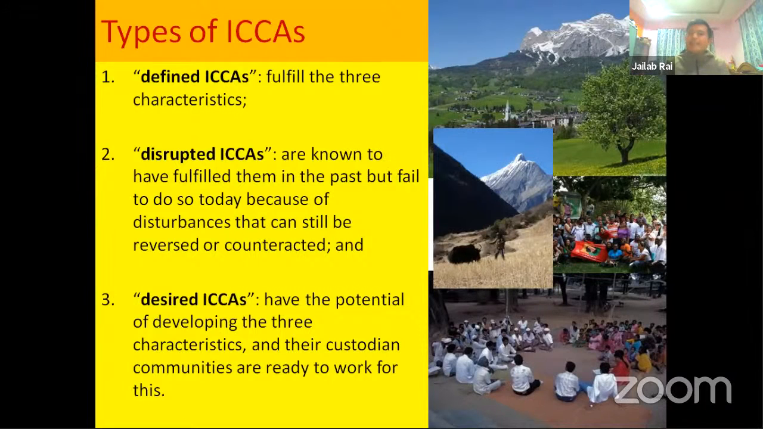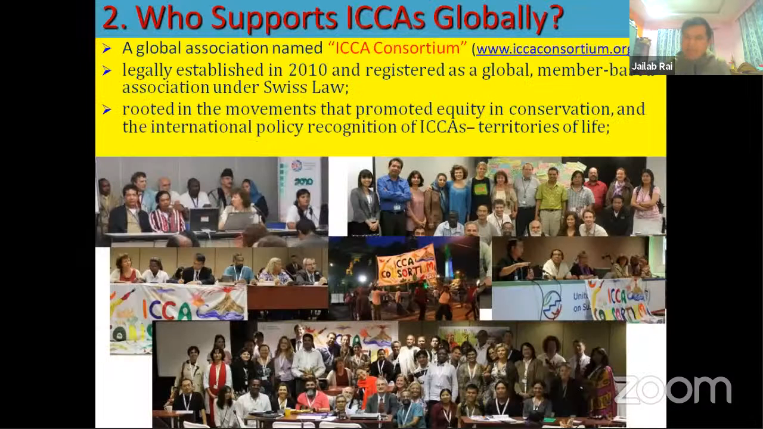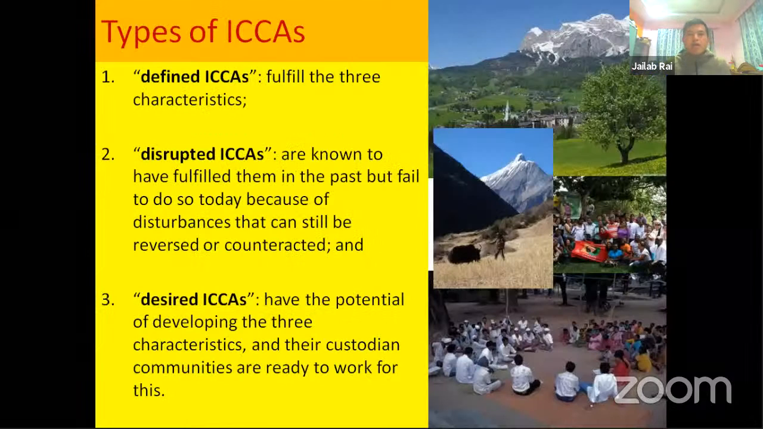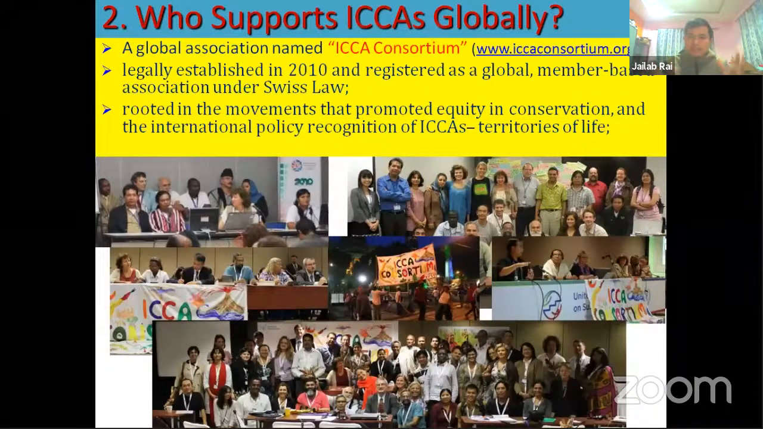And the third is the desired ICCAs. This means the communities and territories which have the potential to develop the three characteristics that I mentioned in the previous slides. So these are the three basic types of ICCAs. So who supports those kinds of ICCAs globally? It is the ICCA Consortium.